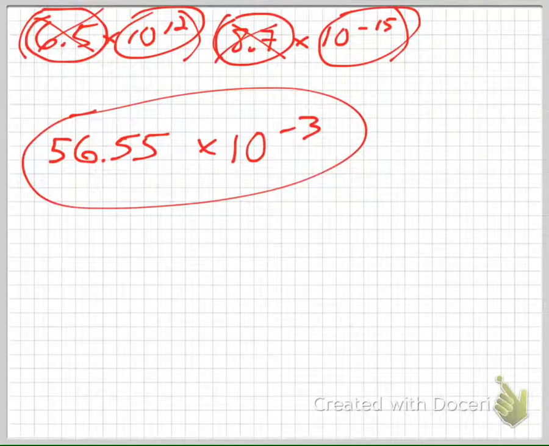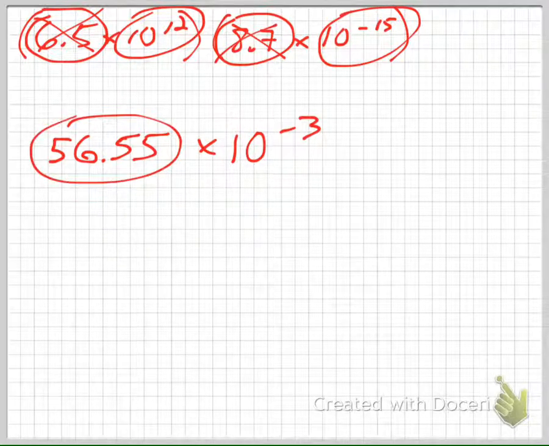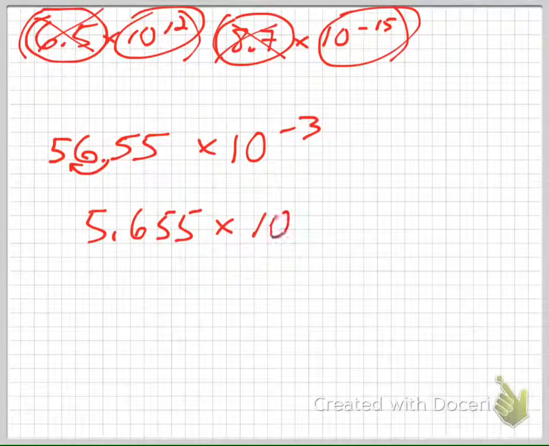Am I done? Is that in scientific notation? No. What do I need to do with the decimal to make it scientific notation? I need to make this smaller, so I'll move it to the left. So the answer is 5.655 times 10 to the, so I made this one smaller, or shifted it to the left. I need to shift that to the right. What is making that 10 bigger? What would that be?